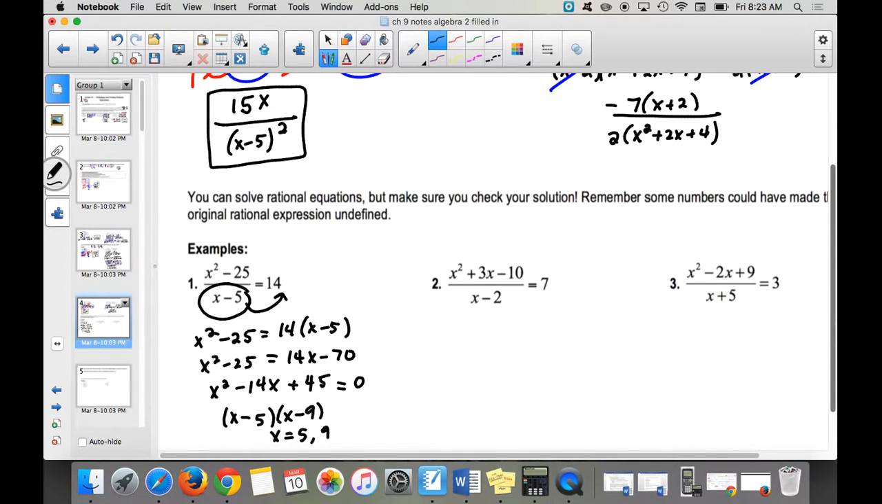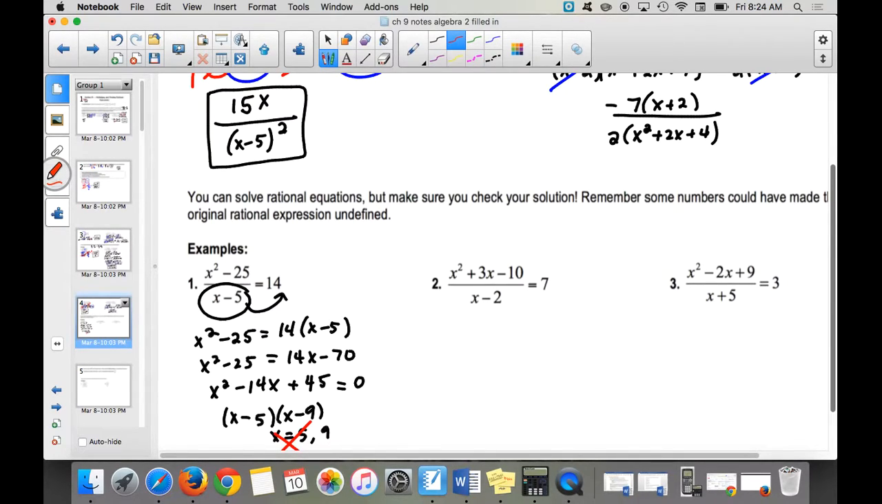But if we went back to the original equation and checked 5, plugging in 5 to the numerator and the denominator, do you see how you would have 25 minus 25, which is 0, over 5 minus 5, which is 0? Is 0 divided by 0 equal to 14? No, it's undefined. We don't know what 0 divided by 0 is. So 5 would be an extraneous solution. It would be extra, so that would not work. Then 9: you'd have 81 minus 25 over 4, so 56 over 4, which is 14.